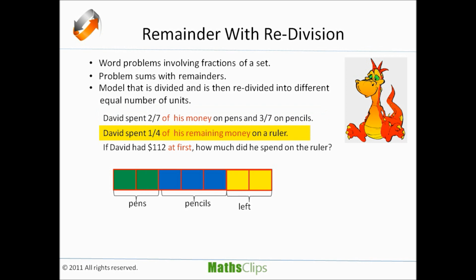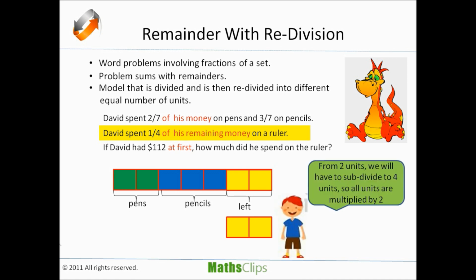Now the next part: David spent a quarter of his remaining money. So we are looking at the portion of the box shaded in yellow. We take these two boxes. Now we need a quarter. So from 2 units, we will have to subdivide them into 4 units. So what we do is multiply them by 2, and that will give us 4 units.